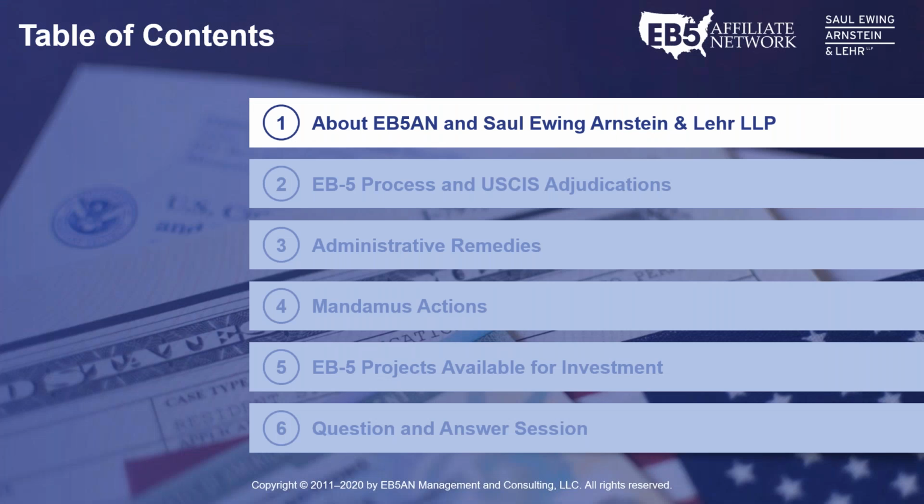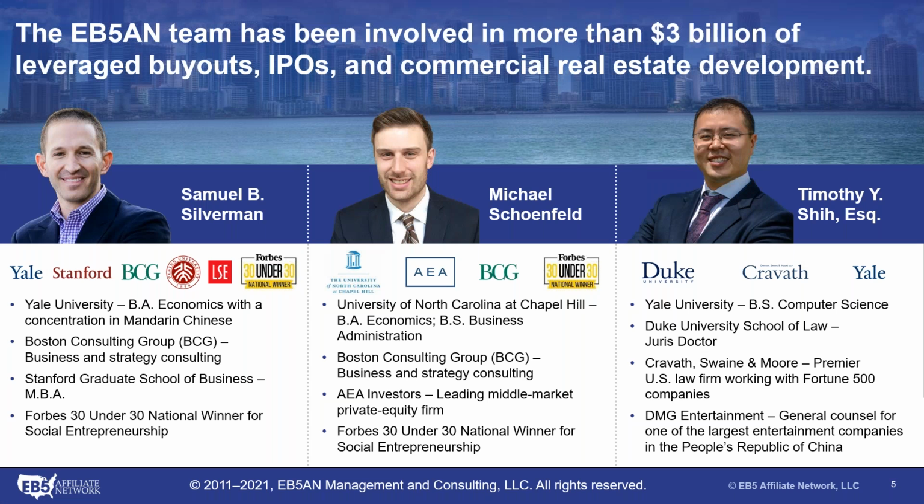Now we'll shift gears and chat a little bit about EB5AN and Saul Ewing, Arnstein & Lair. So EB5 Affiliate Network, we're a national EB5 regional center operator and fund manager. I'm Sam Silverman on the left side of the screen. My partners and I got into the EB5 space about 7 years ago and tried to bring a more institutional approach to structuring and managing EB5 investments.